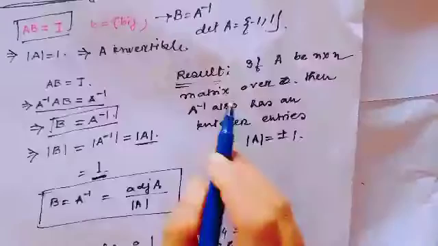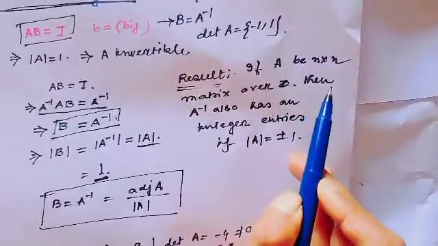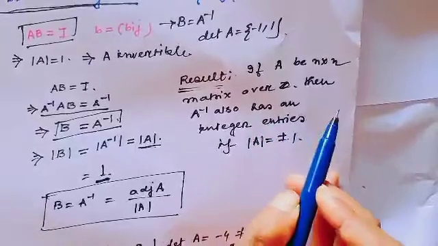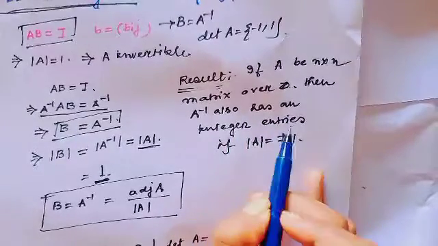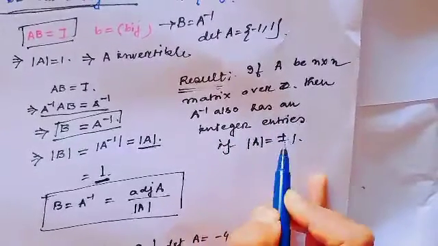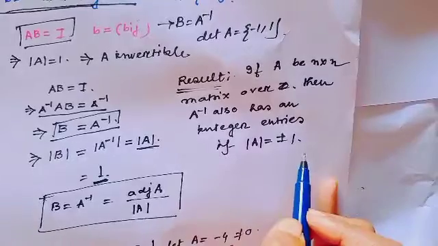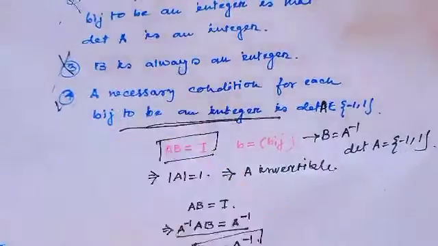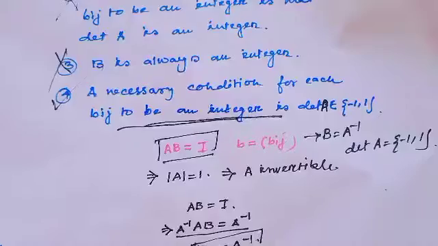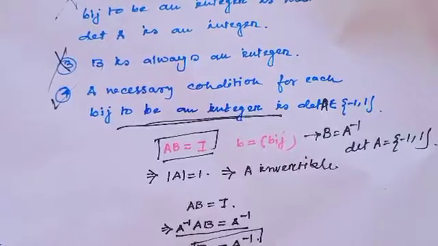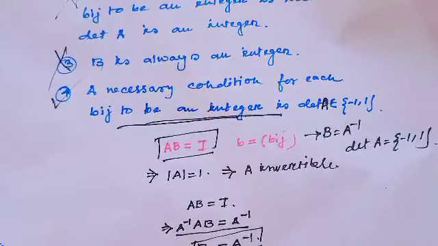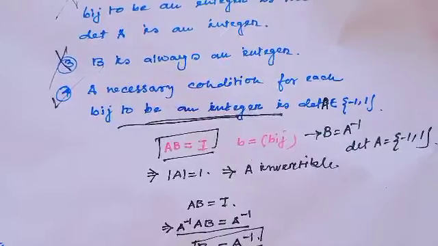So there exists a nice result. If A is an n cross n matrix over the integers, then A inverse always has integer entries if determinant of A is plus or minus 1. So this option is always true. The condition for each Bij to be an integer entry is that determinant of A belongs to {-1, 1}.